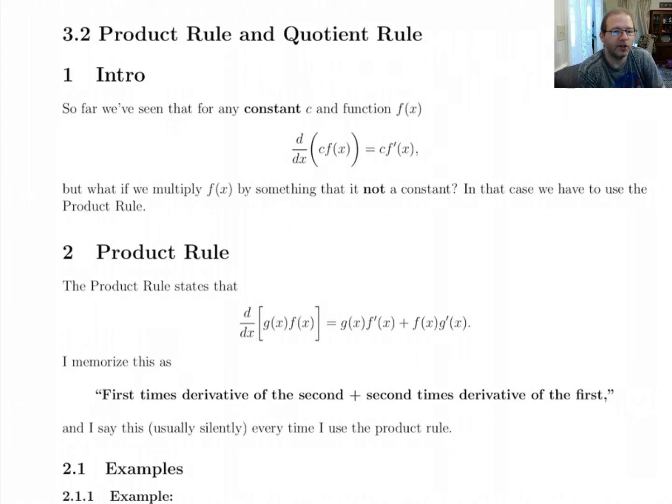Hey guys, today we're going to look at section 3.2, which is on the product rule and the quotient rule. So first up, let's look at this.